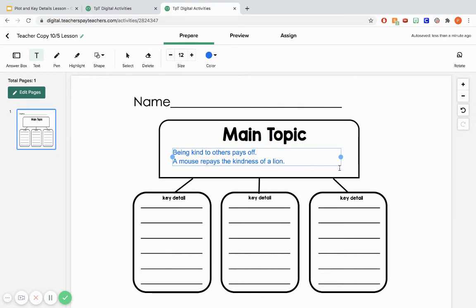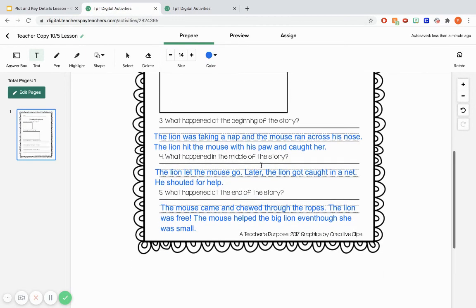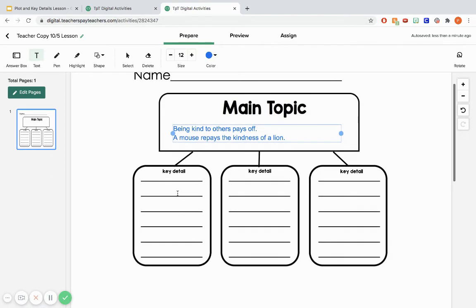And so this story kind of takes that idea and changes our perspective and helps us think about how we can be kind to others when they are kind to us. So how kindness can repay kindness to each other. So right here, a mouse repays the kindness of a lion. We have to figure out what details support that idea. So we did write down some details over here at our beginning, middle, and end. We can write down the things that happen to support that idea.